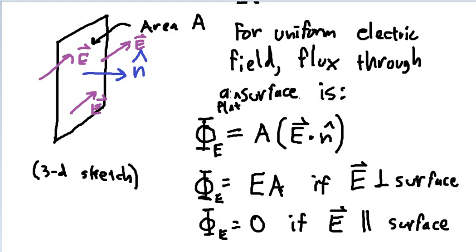So when the electric field is perpendicular to the surface, the flux is at a maximum. When the field is parallel to the surface, the flux is at a minimum. Anything in between, you get an intermediate result. And we'll talk a little more about how to apply this, how to use it in the next video.